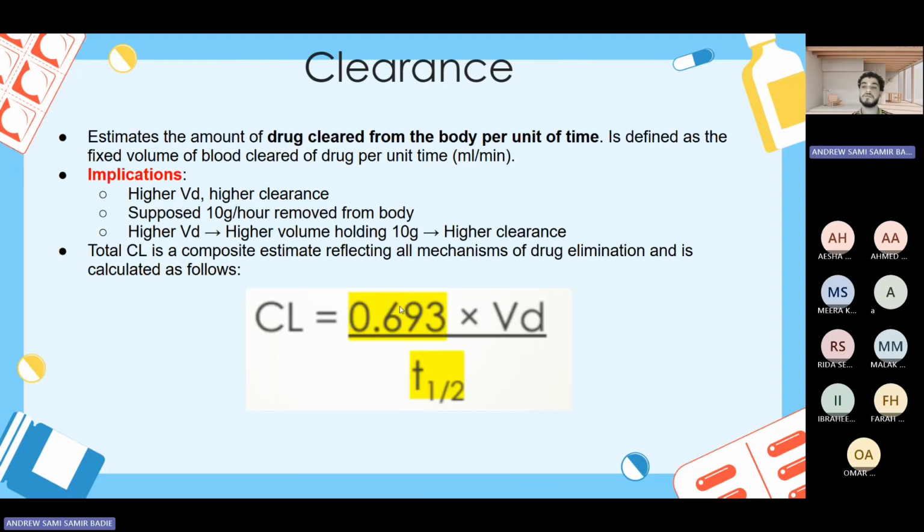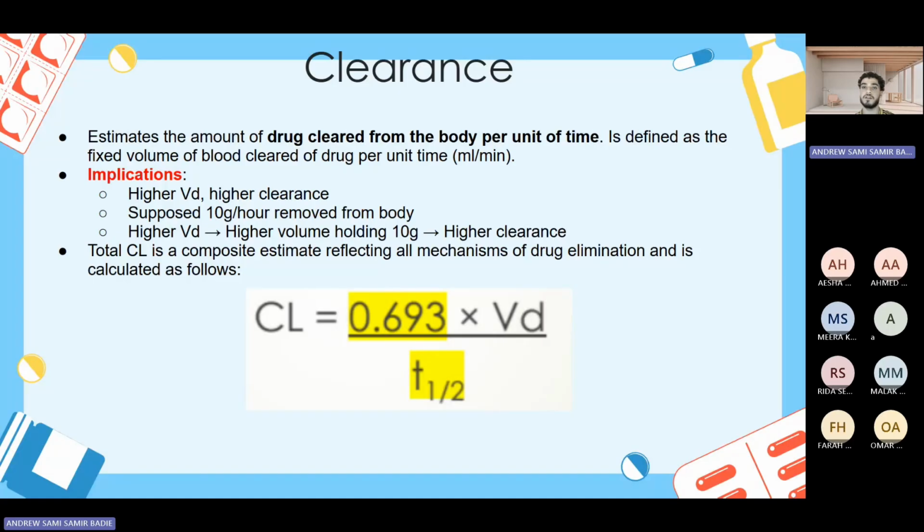Clearance is how a drug is removed from the body. We have other implications where we can use clearance. If we have a higher volume of distribution, the drug is distributed more into our tissues. We have higher clearance because we want to remove the drug, and since the drug is more in our tissues, we need a higher rate of clearance to remove it.